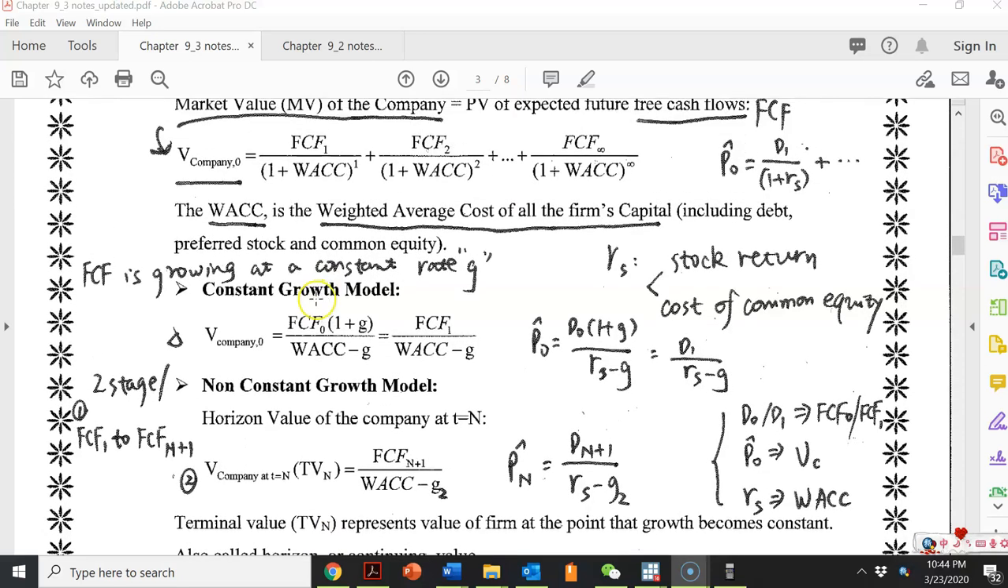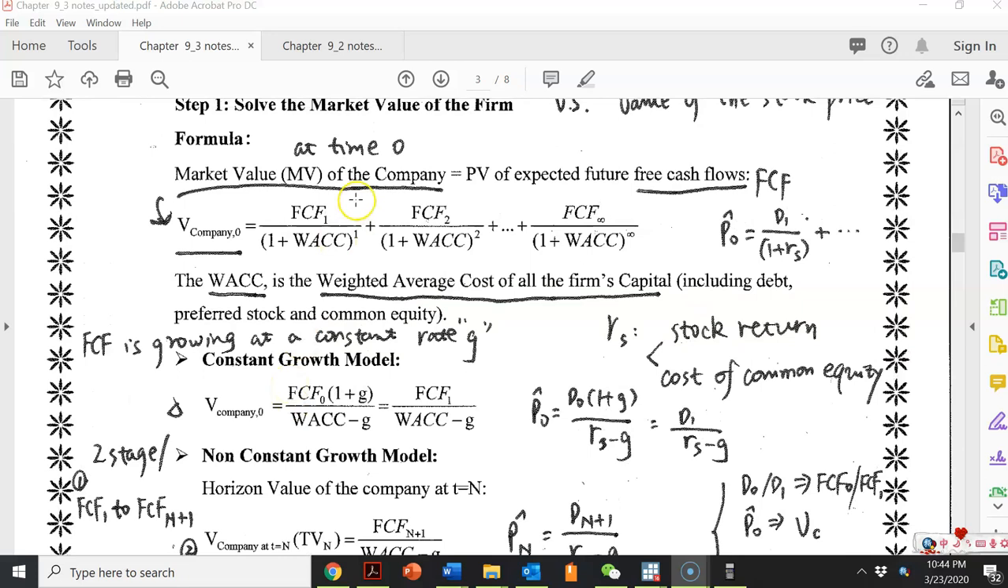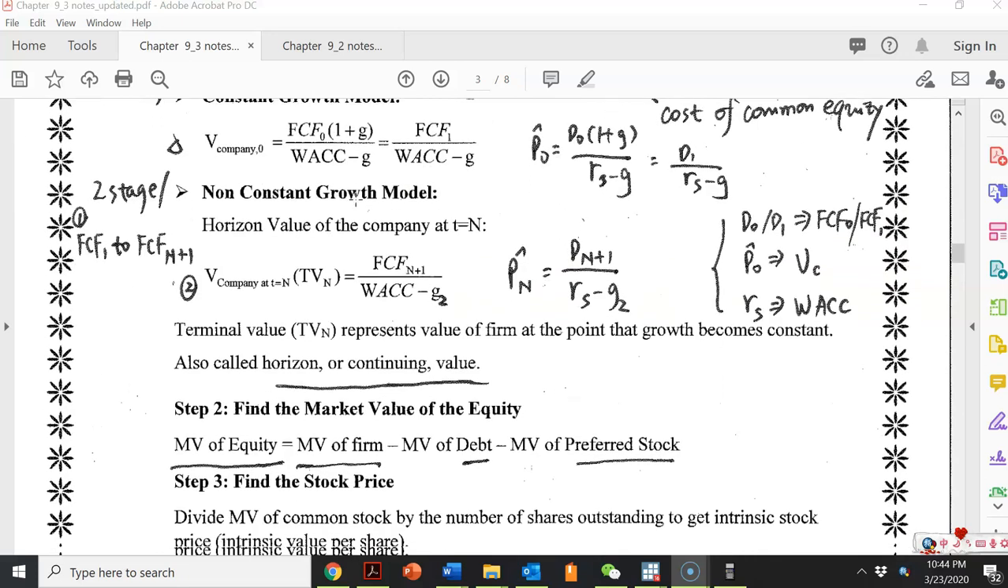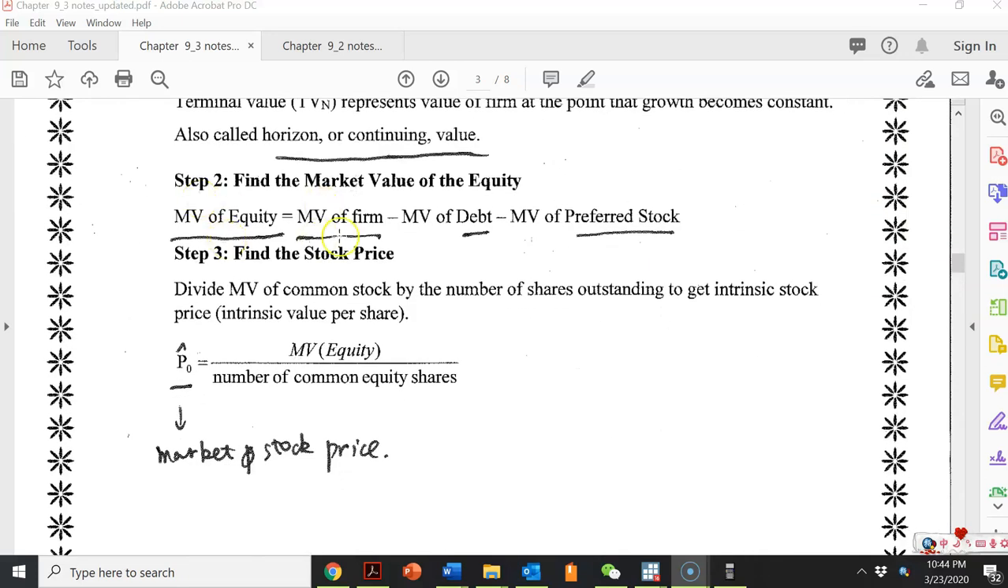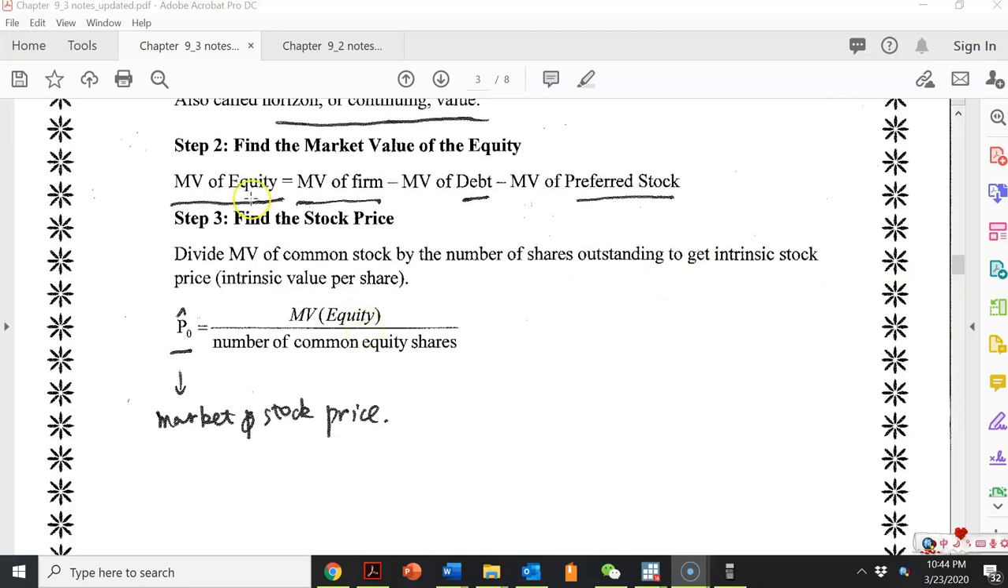Okay, so no matter whether it's a constant or non-constant growth model, we can get the value of the firm. After that, we can do our step 2, using the market value of the firm minus the market value of debts minus the market value of preferred stock. So we have the market value of equity left. And then we divide the market value of common stock by the number of shares outstanding to get the intrinsic stock price, the intrinsic value per share. So we use this market value of equity divided by the number of common equity shares. So we have P0, the market stock price.